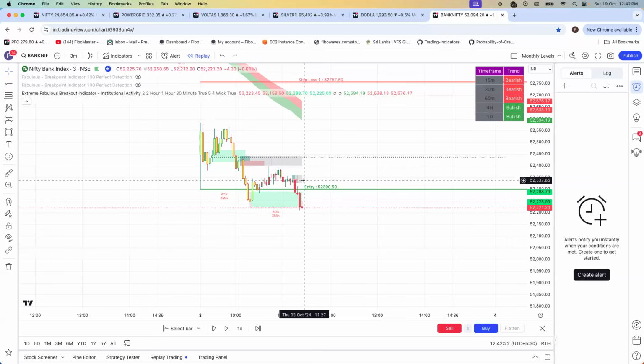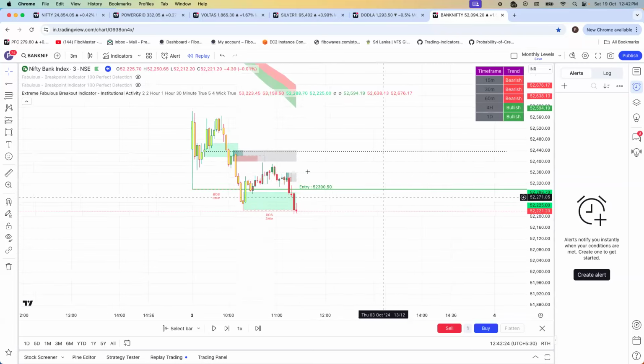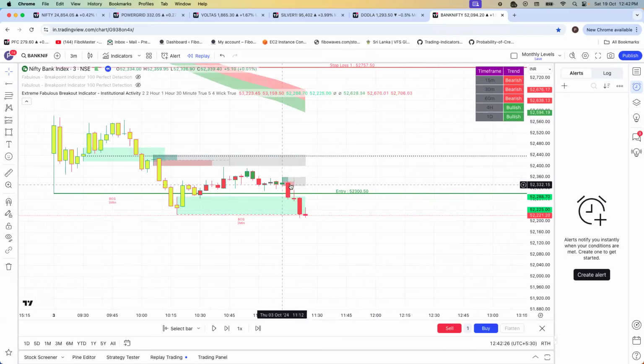1, 2, 3, 4. Fifth candle. We got the order block. Here in this case, you also see the red color, which is more. That means the selling is more on this particular block.